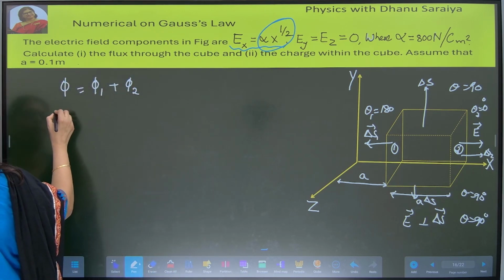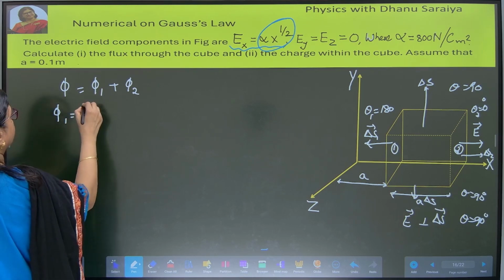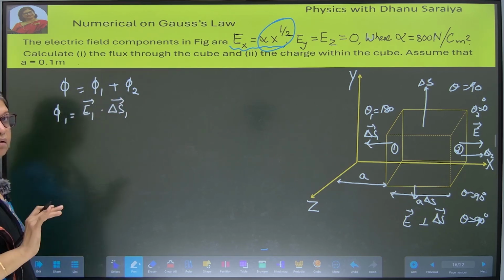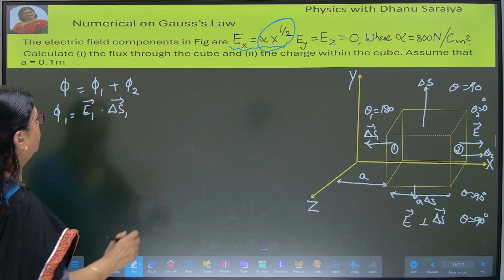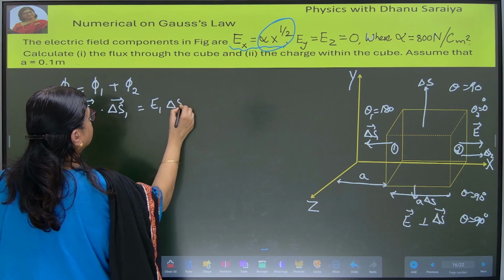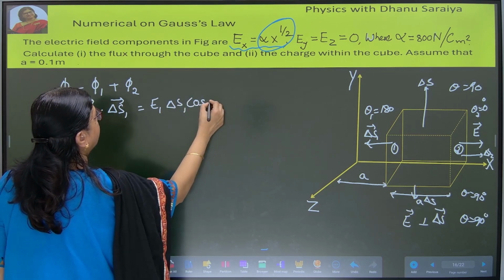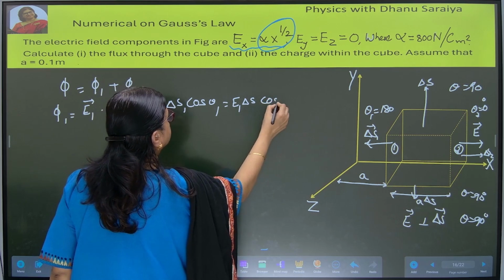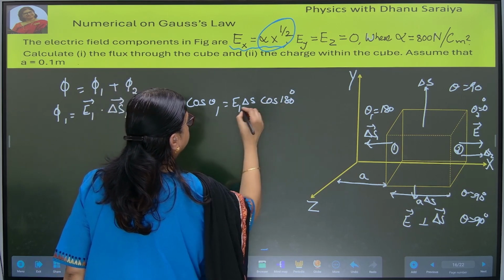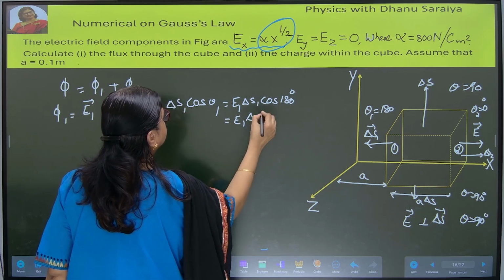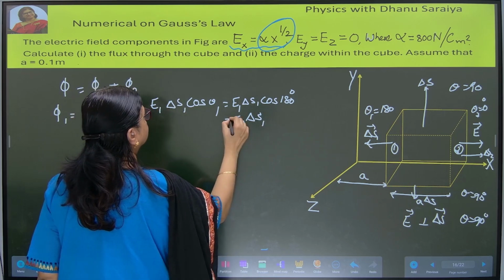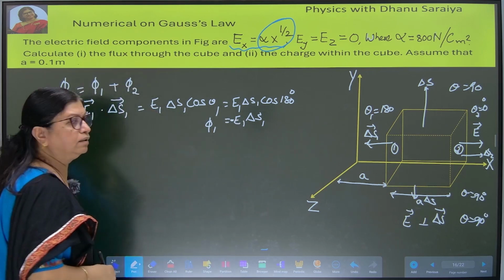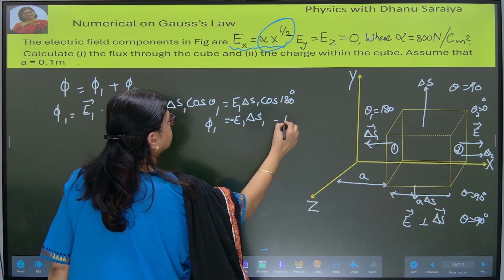So let us first find out phi 1, which is equal to E1 dot delta S1. I have written 1 so that we understand that the flux is for the face 1. Okay. So what is E1 delta S1 and what is the angle between them? As already done, cos theta 1. What is it? E1 delta S1 cos theta 1 is 180 degrees. Cos 180 degrees. So what is my answer here? E1 delta S1 cos 180 degrees is negative 1. So I'll write it as negative. So my phi 1 is equal to negative E1 delta S1. Similarly, let me put this as equation number 1.